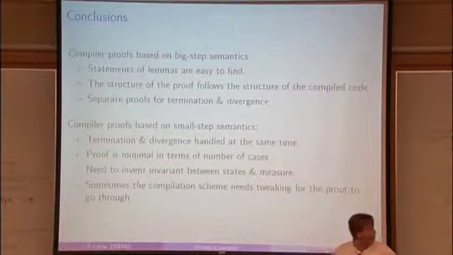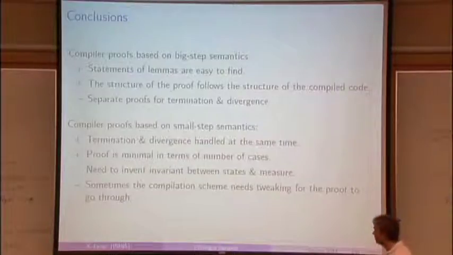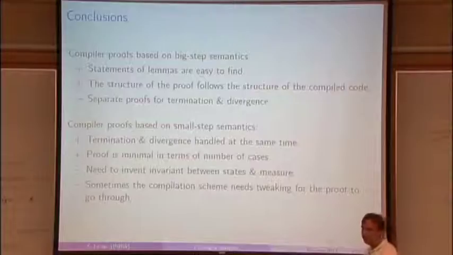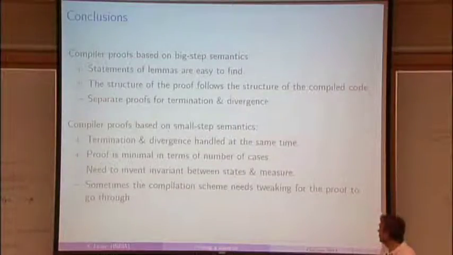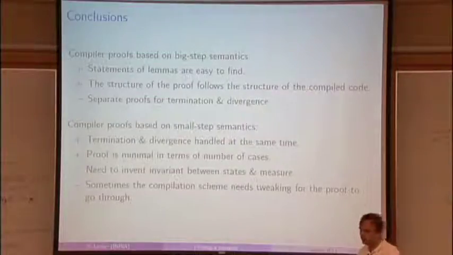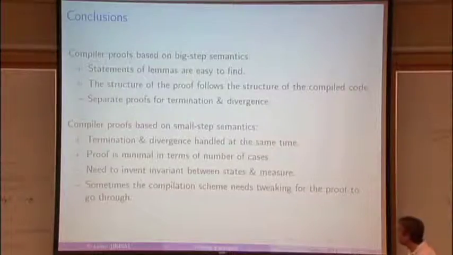So I guess that would be my conclusion for today. So we've seen compiler proofs based on those two paradigms, big step and small step semantics. So big step is, well, basically the statements of what needs to be proved is easier to find. Okay, we didn't have to scratch our head too long to find what needs to be proved. The structure of the proof follows the structure of the compiled code. So there's no spontaneous generation or whatever. We're only ever considering subterms of the original program, and that is a nice feature in my opinion. But we have to do separate proofs for termination and divergence.